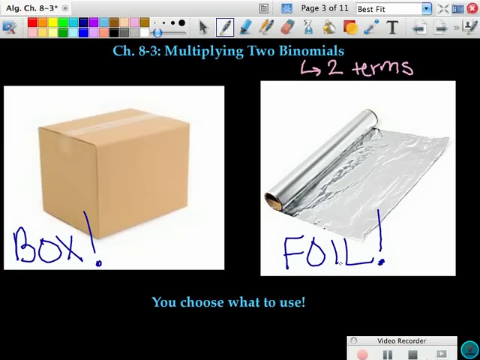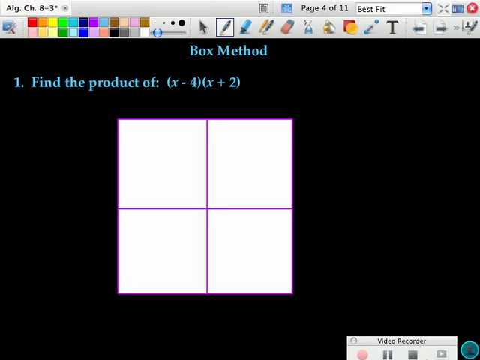So first I'm going to show you the box method and then I'll show you FOIL. But what I want you to remember is that these are using the same thing. You come to the same answer. So use whichever one you feel more comfortable with. So let's do it. Find the product of x minus 4, x plus 2. So remember here, 2 terms, binomial. Here, 2 terms, binomial. So we have 2 binomials.